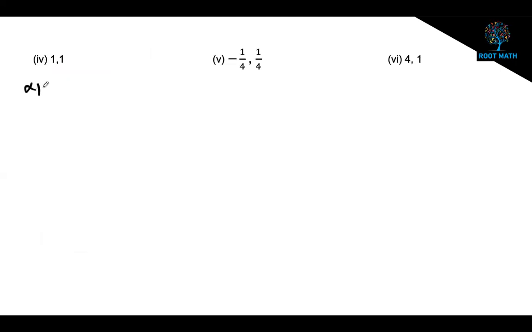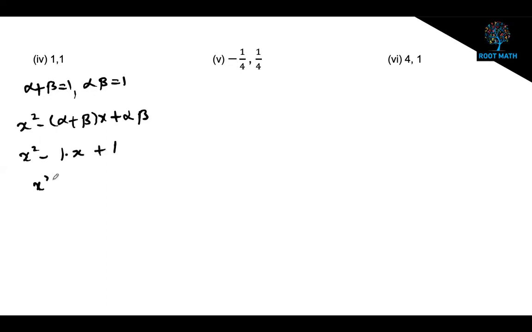Alpha plus beta is equal to 1, and alpha beta is equal to 1. So x squared minus sum of zeros plus product of zeros. So x squared minus 1 into x plus 1. That means x squared minus x plus 1. Don't write it like 1 into x. We know that the coefficient of x is 1, meaning only x you want, right? So x squared minus x plus 1.